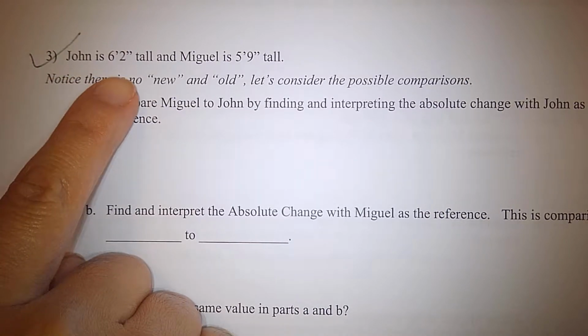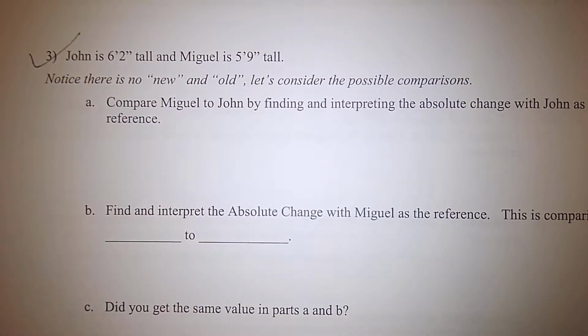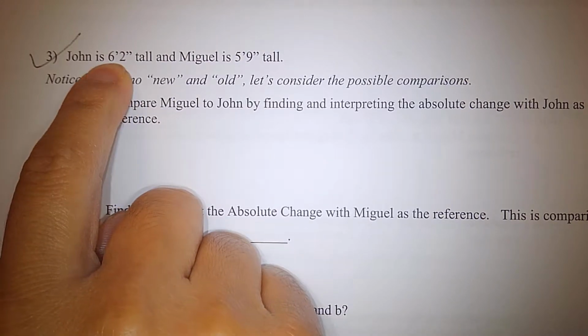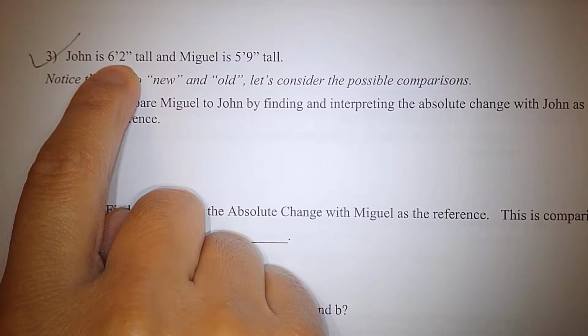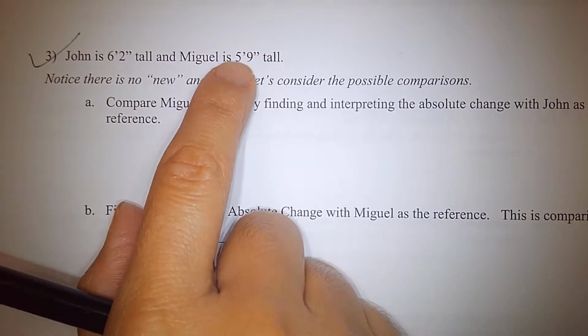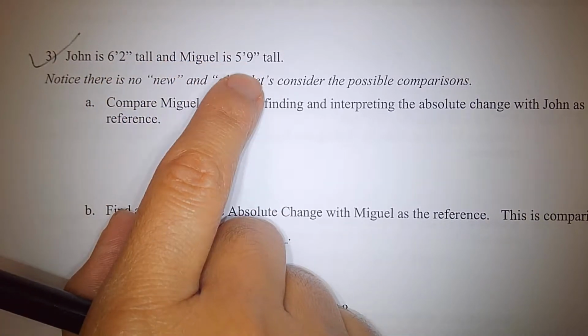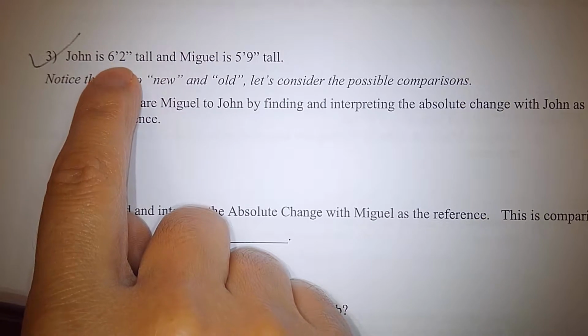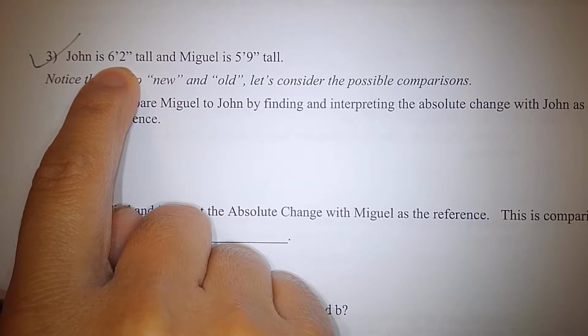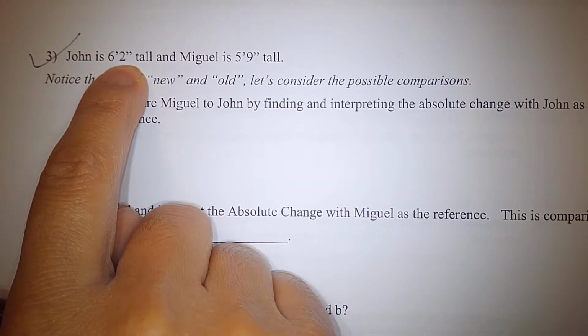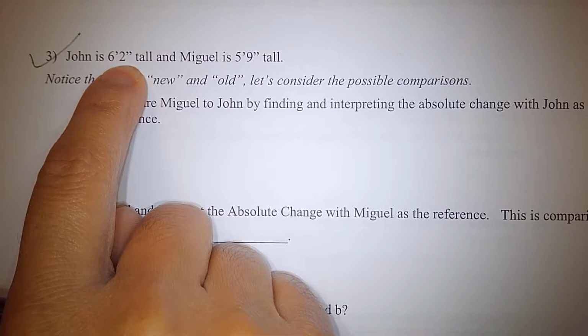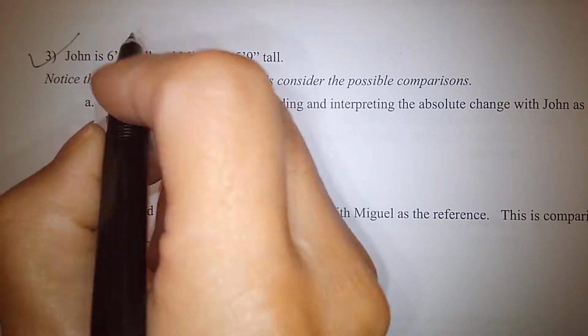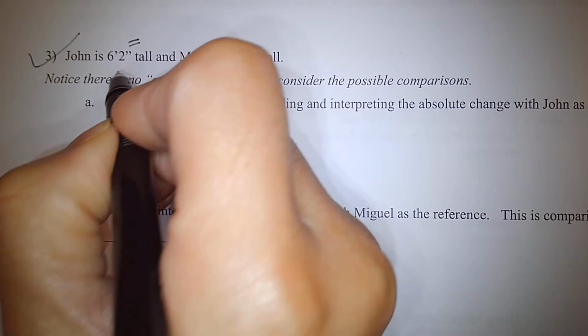John is 6'2". Everybody knows that's a tall person. So 6 feet 2 inches and 5 feet 9 inches. How can we compare them? Should we convert the height from feet and inches to inches only? Yes or no? Yes, let's convert 6 feet 2 inches into inches.